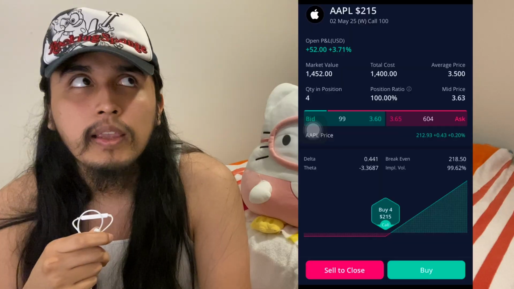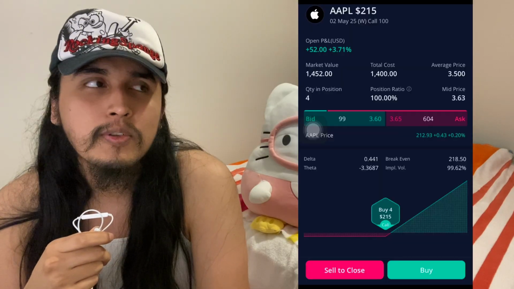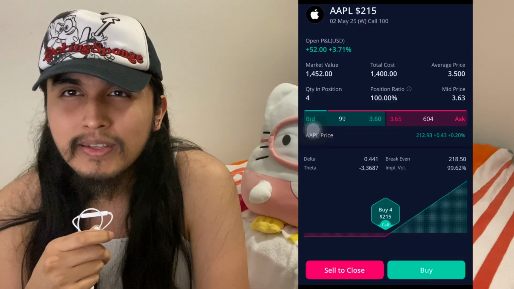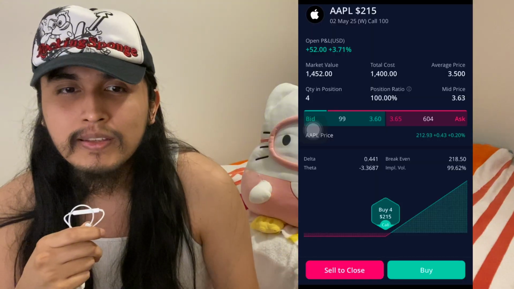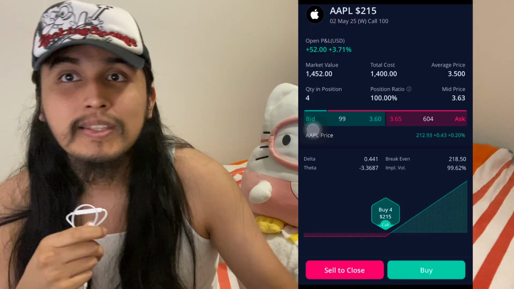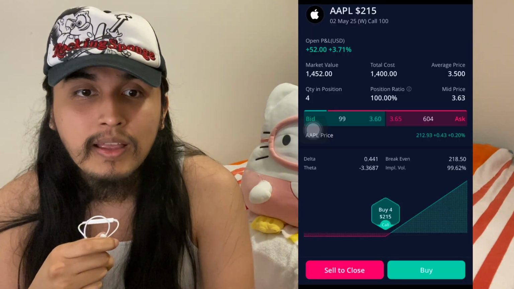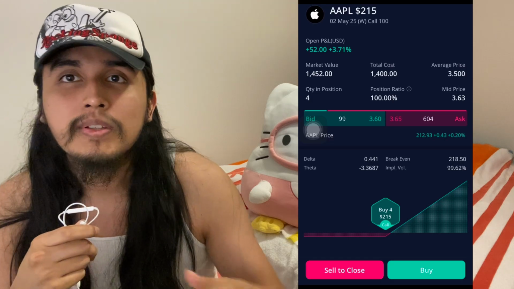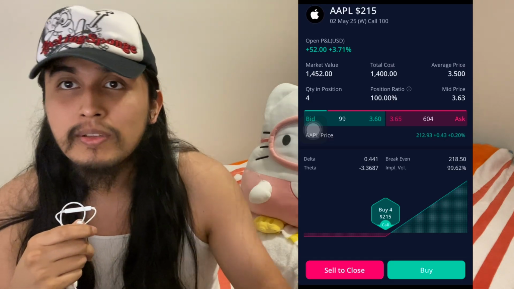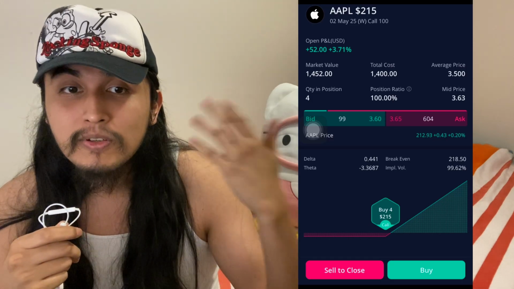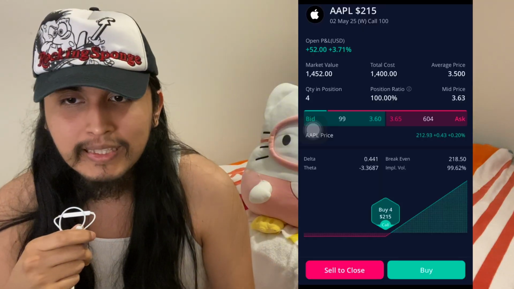Nobody is, I guess you could say, 100% good at trading. Nobody is. So that's pretty much it. That's basically how I made $52 trading Apple call options. I just used the moving averages and used my risk tolerance level according to my game plan, and that's pretty much it.